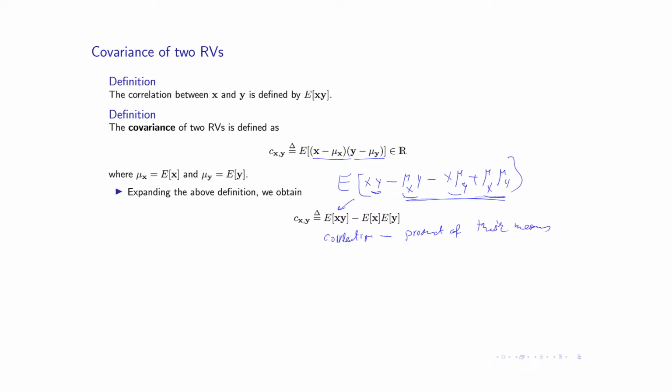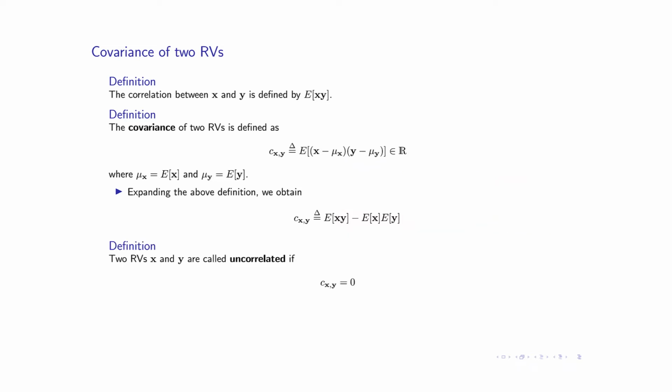So if either the mean of x or the mean of y is 0, the covariance is equal to the correlation. We call two random variables uncorrelated if the covariance is 0. If the correlation is 0, we call them orthogonal. If at least one of the means is 0, uncorrelatedness and orthogonality are the same. Otherwise, they are not the same.